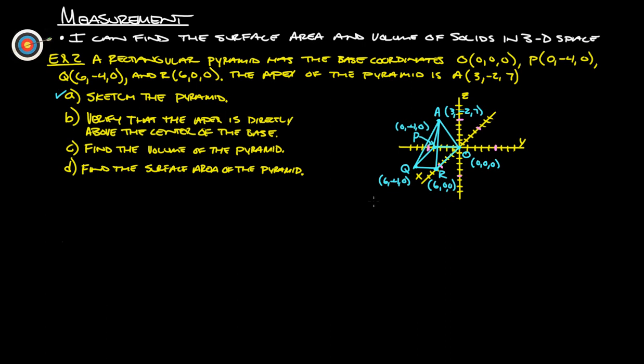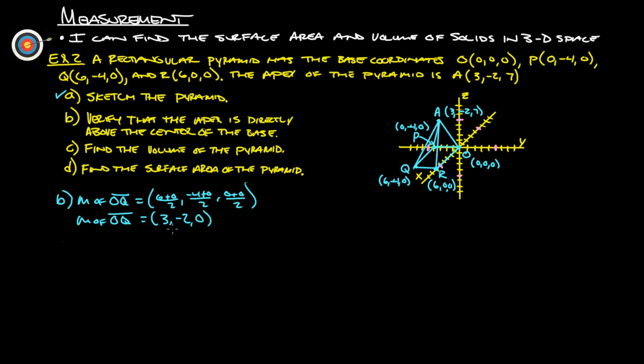So let's find the midpoint of O and Q. So let's do that here. The midpoint of O and Q is going to be (6 + 0)/2, (-4 + 0)/2, and (0 + 0)/2. Right, so the midpoint of, not OP, OQ, is going to be 6 halves, let's just go straight to 3. -4 over 2 is -2, and 0 over 2 is 0.